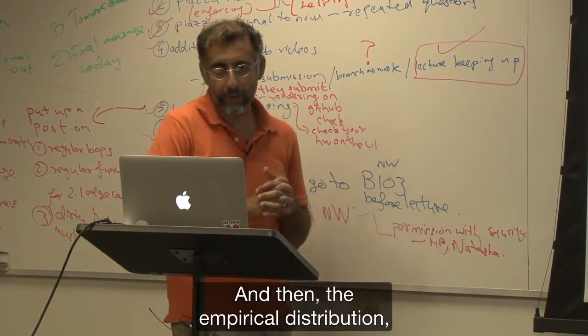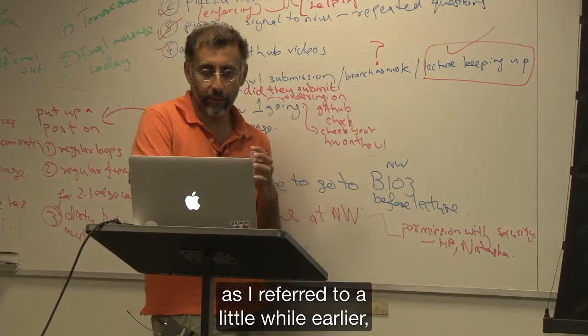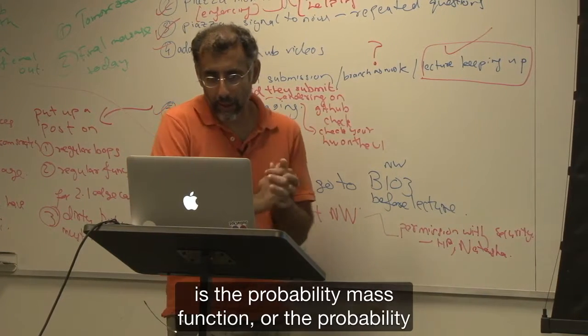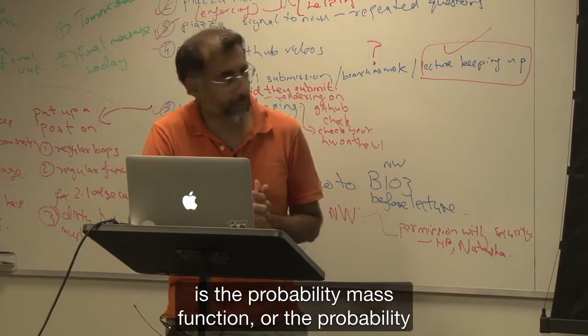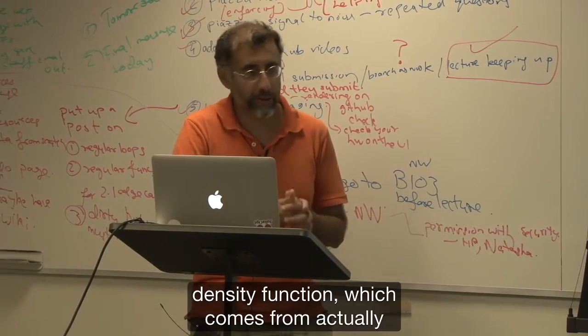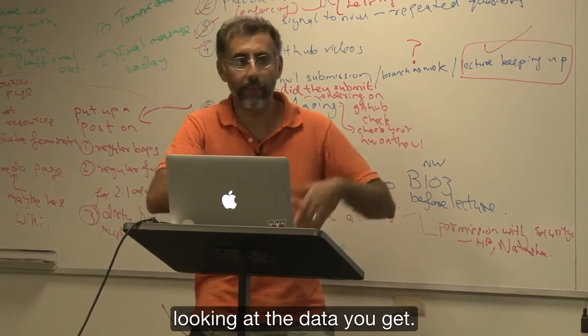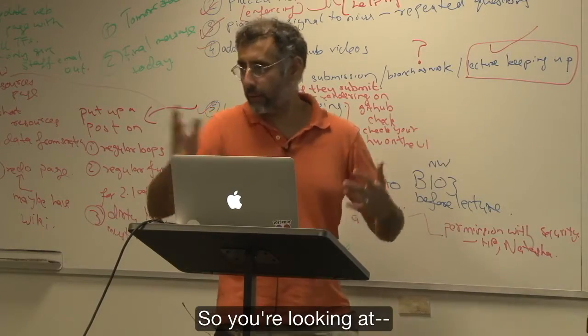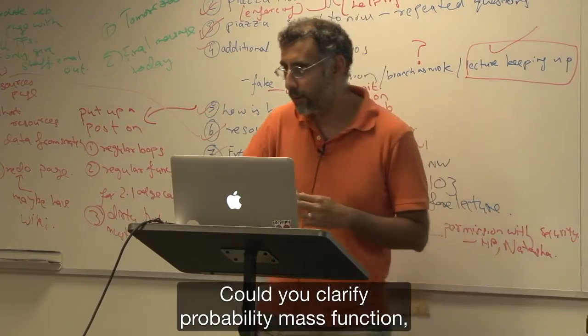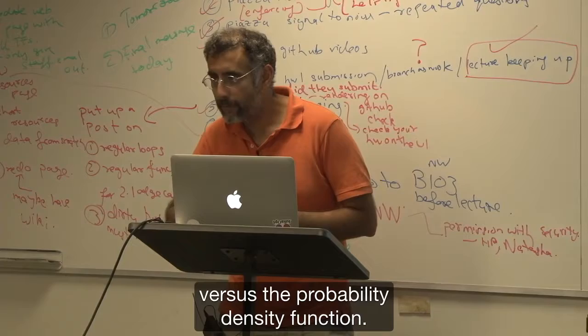And then the empirical distribution, as I referred to a little while earlier, is the probability mass function or the probability density function which comes from actually looking at the data you get. Could you clarify probability mass function versus probability density function?